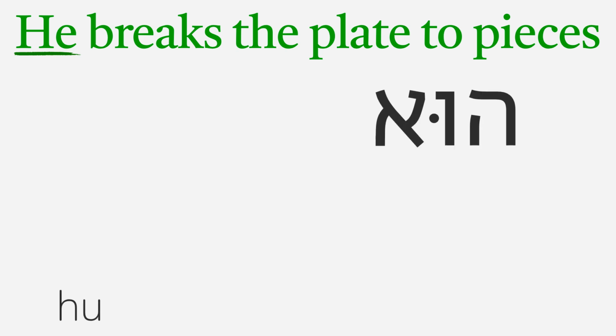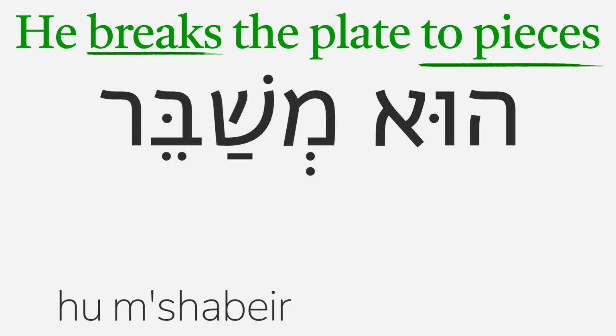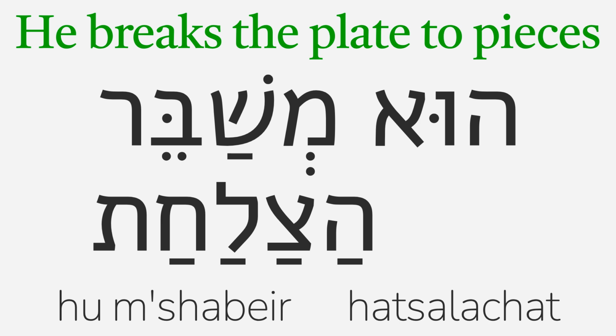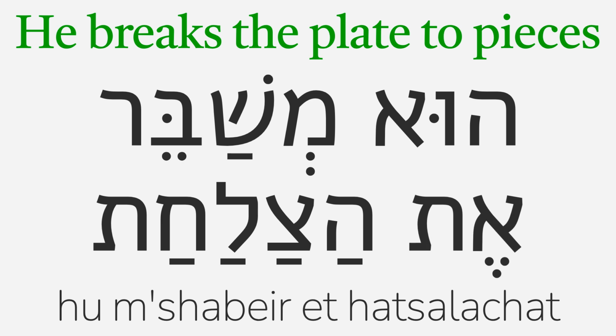Let's say he breaks the plate to pieces. He is hu, and the verb breaks to pieces will be the masculine singular form of the Piel present tense, meshaber. The plate is hatsalachat, which is the definite direct object of the verb meshaber, which means that the preposition et must go before it. That makes hu meshaber et hatsalachat. He breaks the plate to pieces.